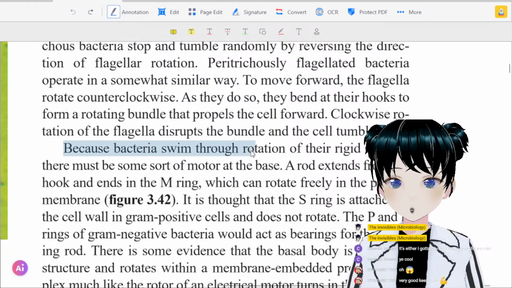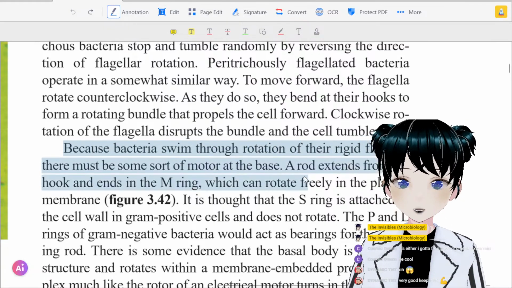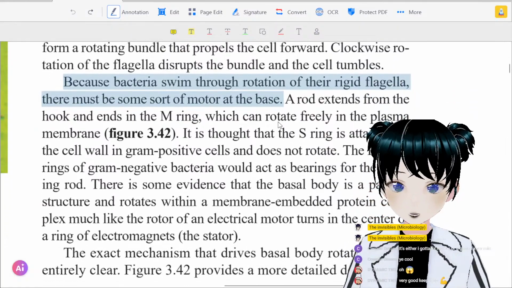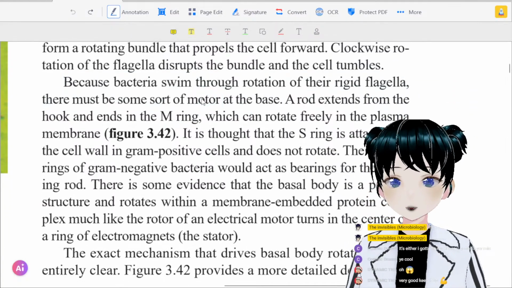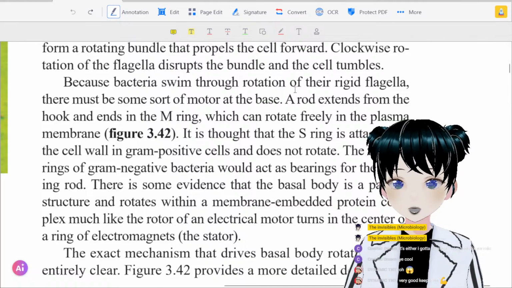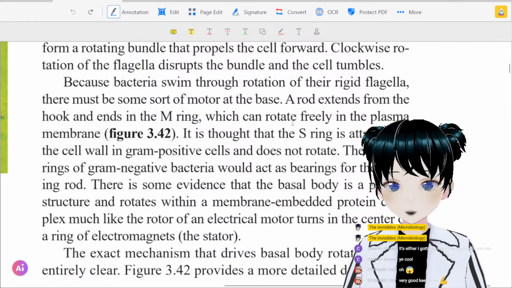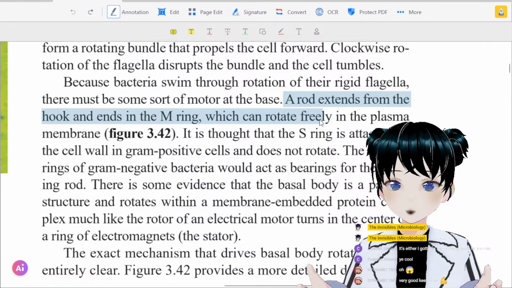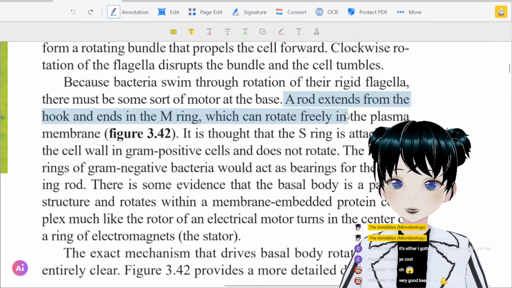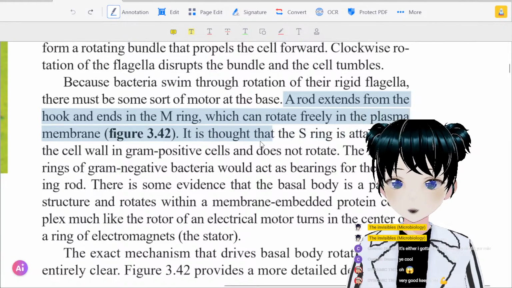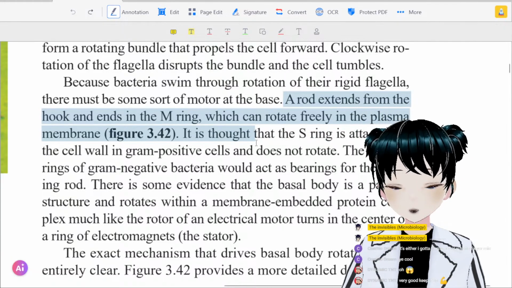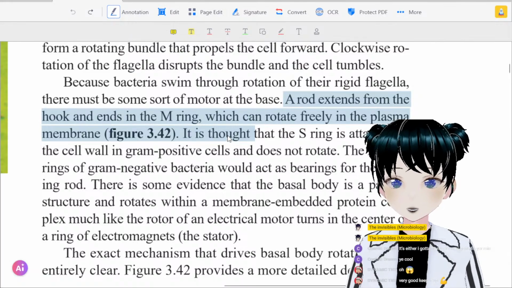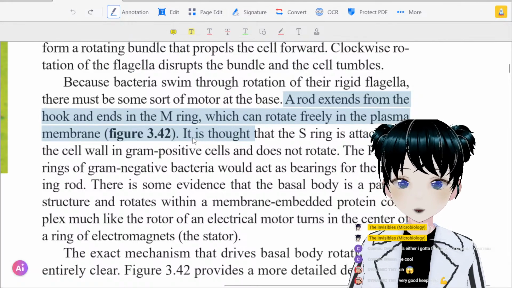Because bacteria swim through rotation of their rigid flagella, there must be some sort of motor at the base. Now, motor means they must have some energy supply for these flagella to move, and because the flagellum is rigid, it needs even more energy. A rod extends from the hook into the M-ring, where it can rotate freely in the plasma membrane. Like I said, it's not directly attached to the plasma membrane through a covalent or ionic bond, not this strong bonding.